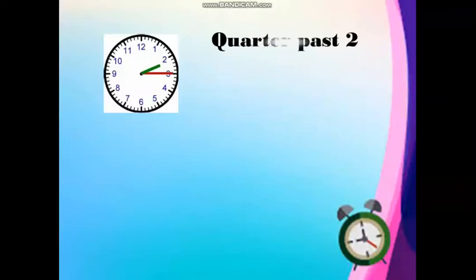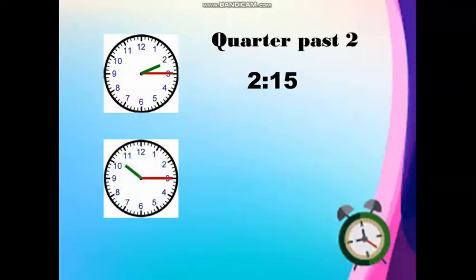For example, see, one more example we can do. Here also minute hand is at 3 and hour hand at 2. So the time is quarter past 2. Means after 2 o'clock the minute hand has travelled 15 more minutes. So time can be written as 2:15.